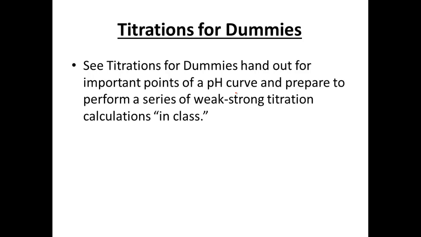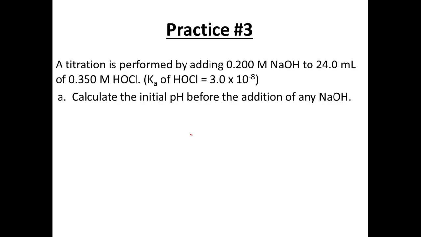Okay, please consult your Titration for Dummies handout, the one that's the weak strong, as we go through and do these problems together. So in practice problem number 3 here, we're doing a titration with 0.2 molar sodium hydroxide, that's the titrant, and we're going to take 24 milliliters of this weak acid, hypochlorous acid, and titrate it. The first thing it wants us to do is calculate the initial pH before we add anything. So ask yourself, what do you have?